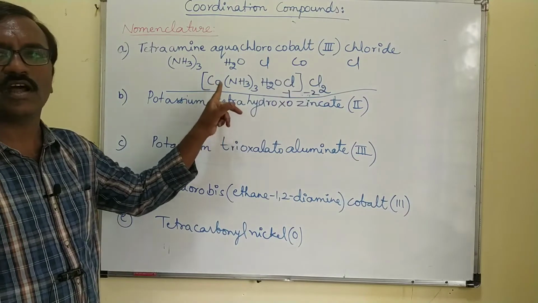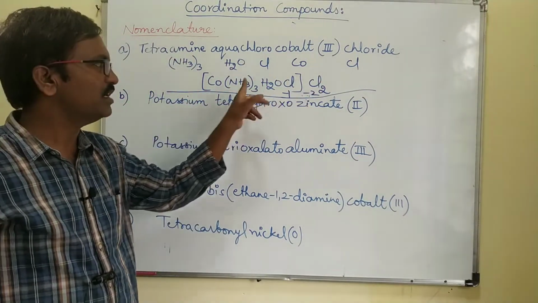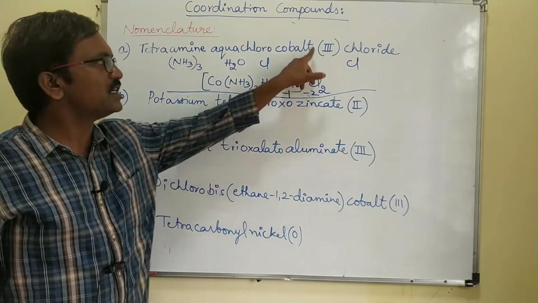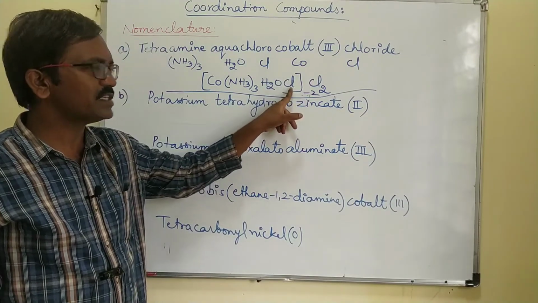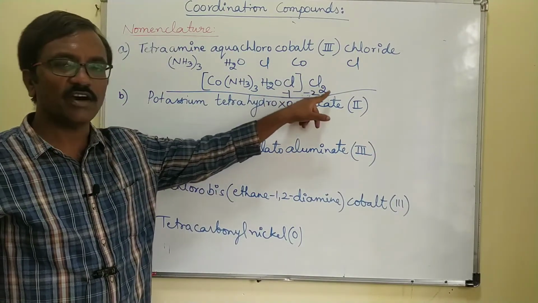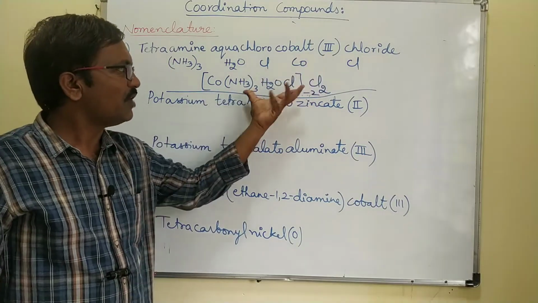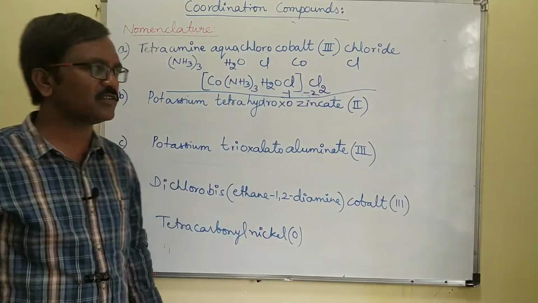Why is it not cobaltate? Because this complex has a positive charge, just like NaCl. This one is Na, this one is Cl. So this one is a positive charge, that's why cobalt. How does it become 3? The Cl inside is minus 1 charge, the outside Cl2 is minus 2 charge, cobalt becomes 3. After this complex there is a chloride, that's why you are writing it as Cl2.